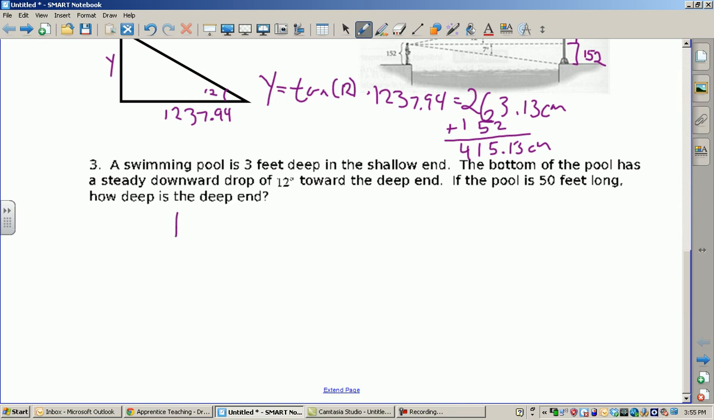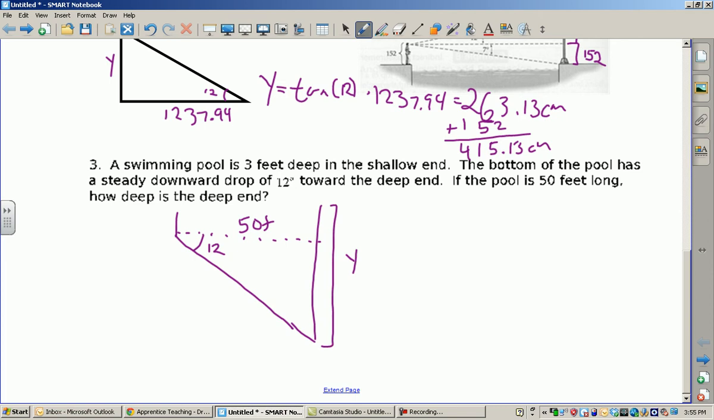So we're going to 3 feet deep on the shallow end, and then it gently slants downwards at 12 degrees, okay? So we'll draw a horizontal axis here, and we get a 12-degree angle of depression, and it's 50 meters long. So we have a swimming pool that looks like this, and the length of this dotted line is 50 feet. Okay, and we want to know how deep is it at the deep end, and that would be our total distance of y, with this 3 feet plus however much this goes down.